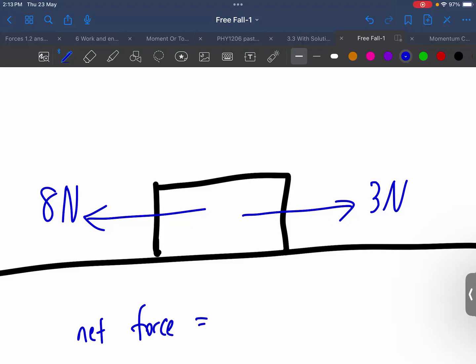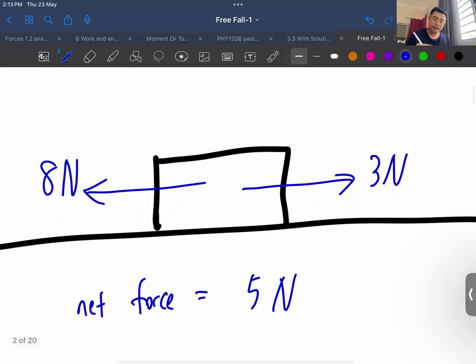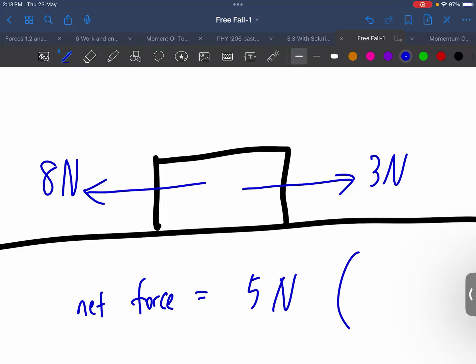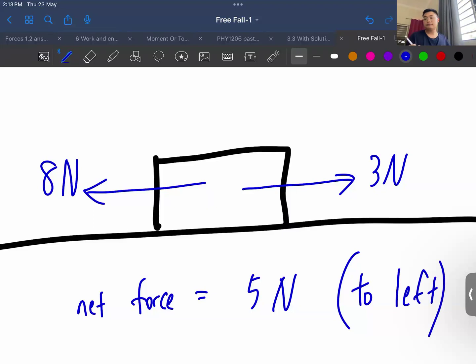Five. 5 Newton. Can you tell me the direction as well? Direction, to left, to right, or whatever. The net force is to which direction? Okay, actually, we follow the larger one. Who is larger here? 8. Okay, so we follow the 8. It's to the left, because the 8 Newton is larger.